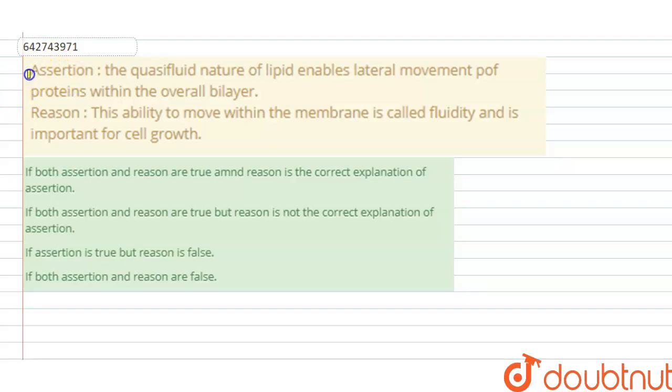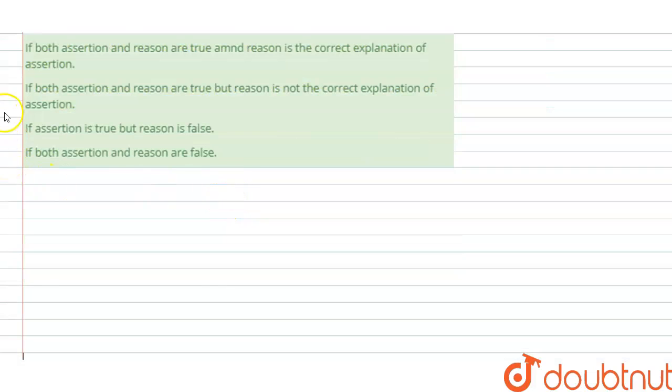Hello everyone. So the question says that assertion: the quasi-fluid nature of the lipid enables the lateral movement of the proteins within the overall bilayer. Reason: this ability to move within the membrane is known as the fluidity, and it is important for the cell growth.